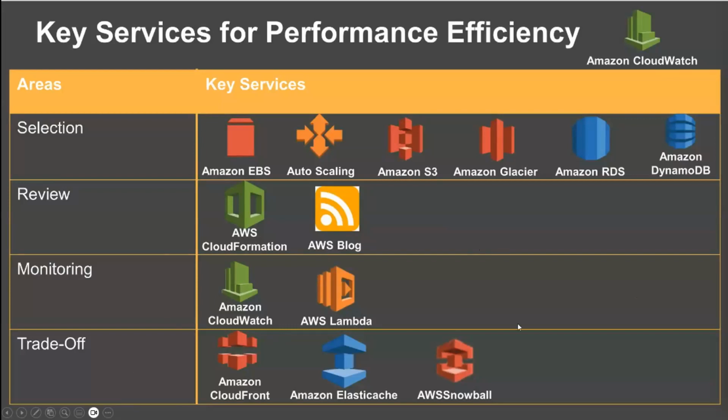Then trade-off, we have Amazon CloudFront, Amazon Elastic Cache, and AWS Snowball. CloudFront is for content delivery network. Amazon Elastic Cache is just a caching service that can be used in conjunction with a database such as RDS. So maybe if you have a lot of users writing to your database, they can go through the Elastic Cache. It caches the content so that there's some sort of an offset when it comes to your database. Then Snowmobile, probably you understand its work, so I'm not going to get into deep details of that.